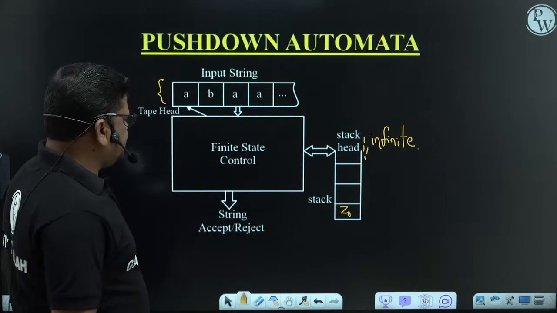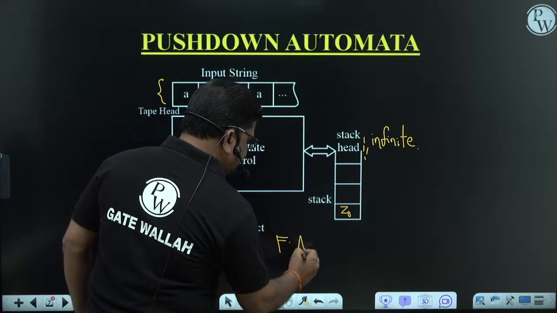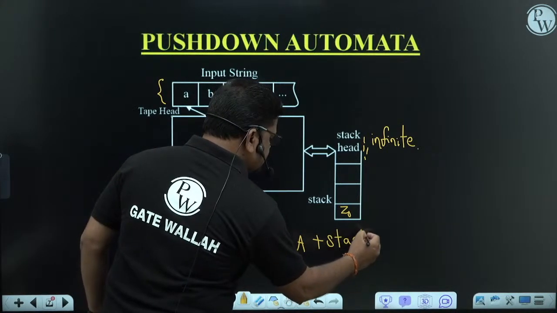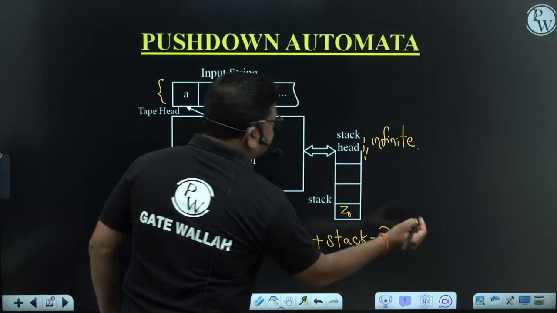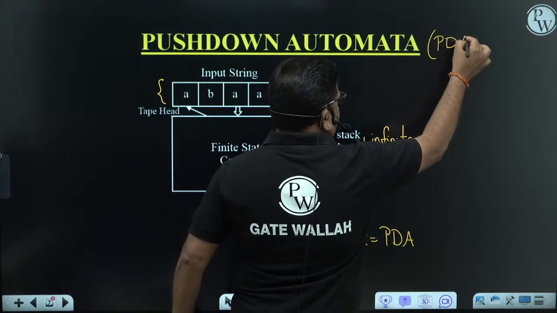So finally this total structure, finite automata plus stack, together is called pushdown automata. In short, I will write it as PDA. From now onwards, in short form, we can call it pushdown automata, PDA.